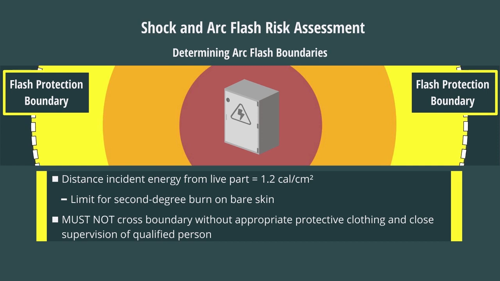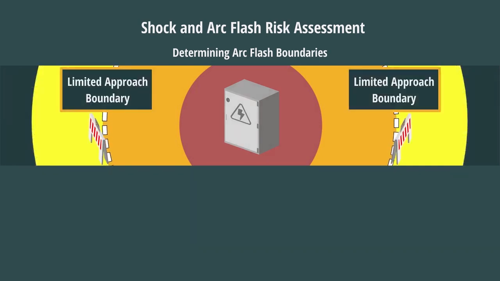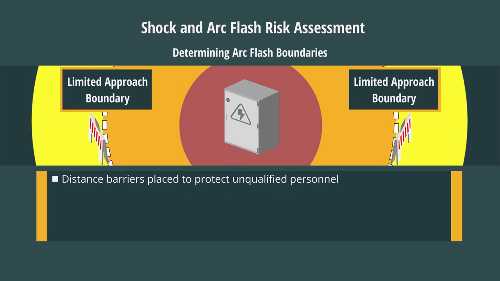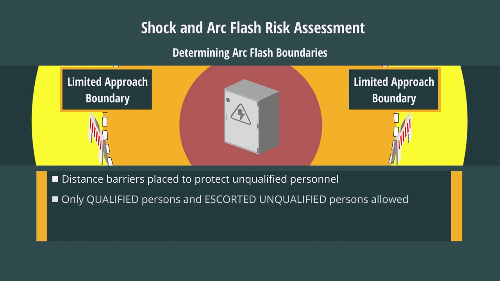The second is the limited approach, which is the distance at which barriers should be placed to protect unqualified personnel from an electrical hazard. Only qualified persons and escorted unqualified persons are allowed to enter a limited space.